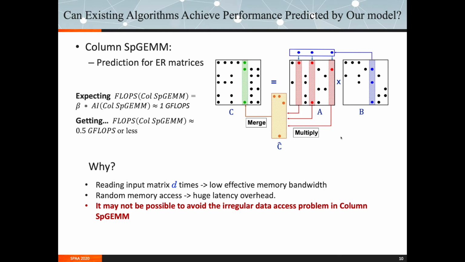The most important reason behind this is that when we multiply the non-zeros with the corresponding columns from matrix A, we are randomly accessing them. The latency cost could be huge if the matrix is large and sparse, which cannot fit in the cache. It may not be possible to avoid the irregular data access problem in column-by-column SpGEMM.